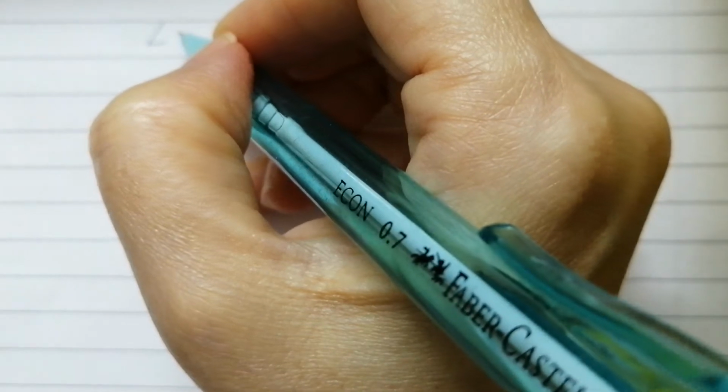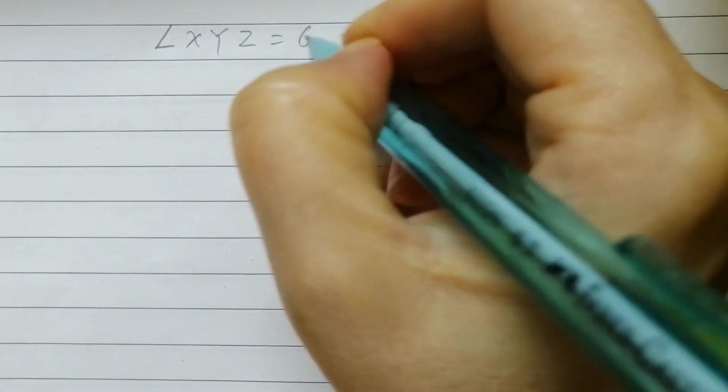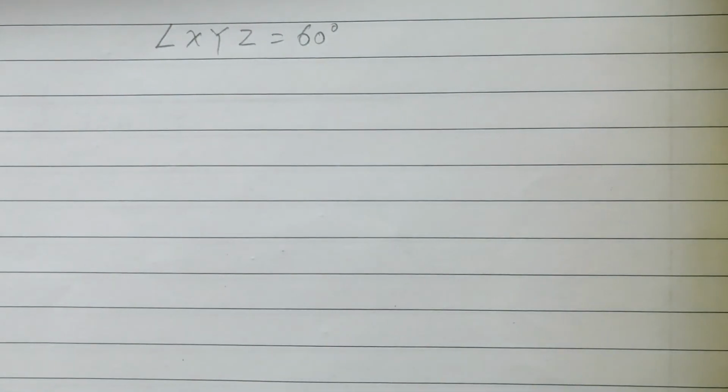Okay, today we are going to construct an angle of 60 degrees. Okay, so at first I want to construct an angle x, y, z that is equal to 60 degrees.